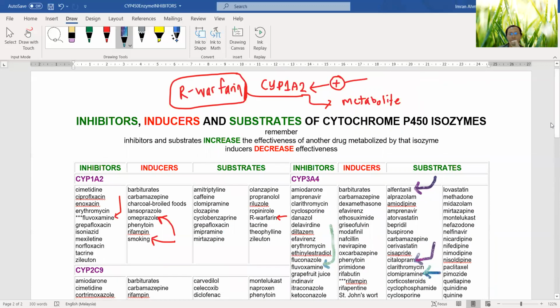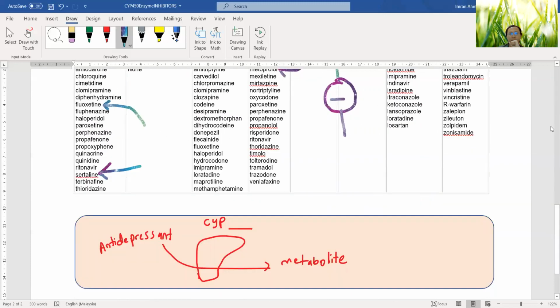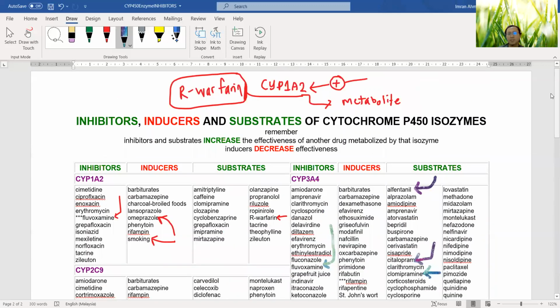Please study this table and try to understand the basic concepts of inhibitors, inducers, and substrates of the cytochrome P450 system in the liver.